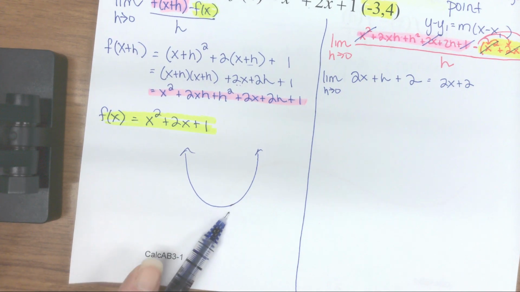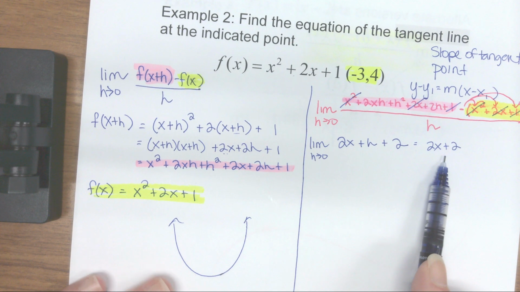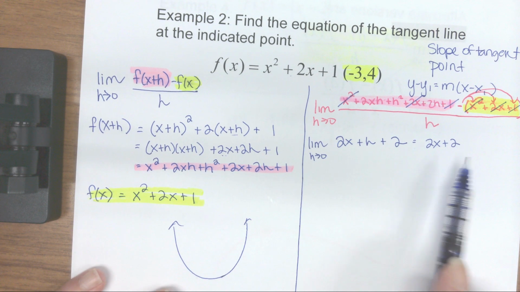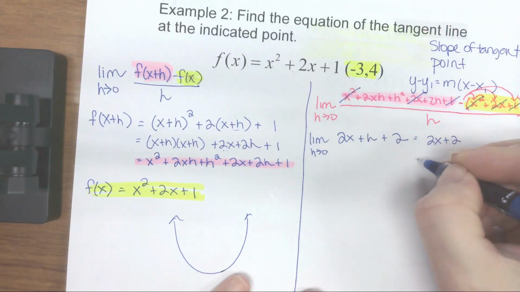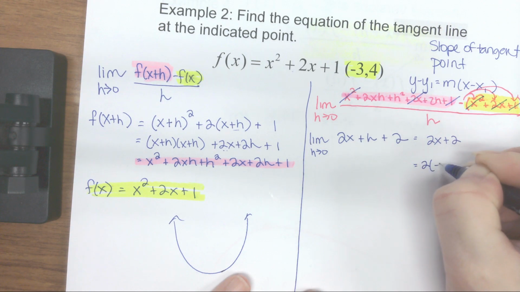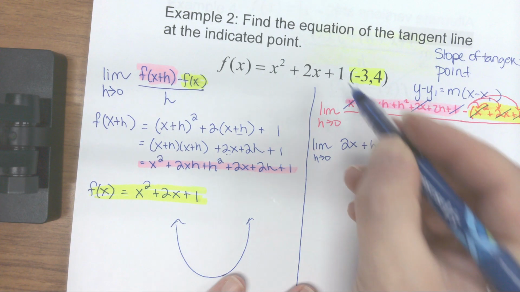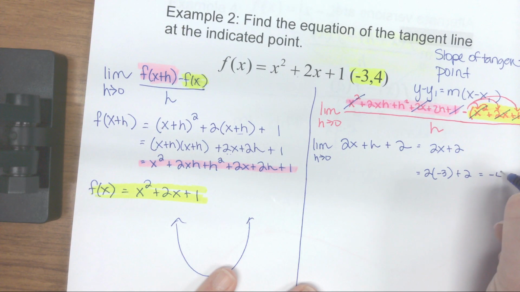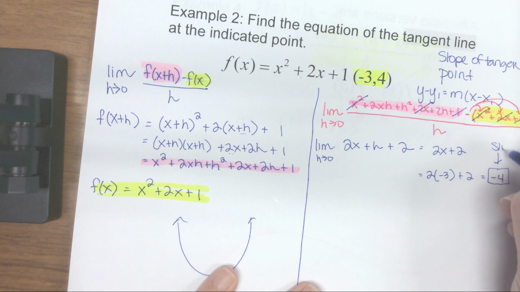Okay, so what this formula, this derivative, is going to do is generate the slope for us. So we need to know at which point, but we have the point. What's the point that we're asked? At -3. So we're going to do 2 times -3 plus 2, and I plug in that point from up here, and -6 plus 2 is -4. This is our slope. This is our point.